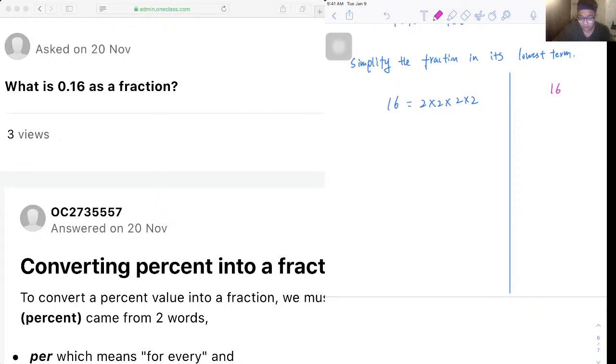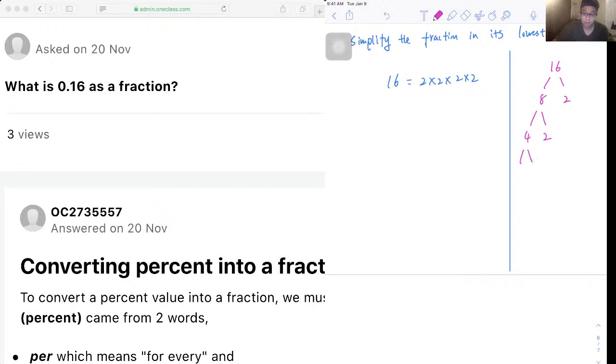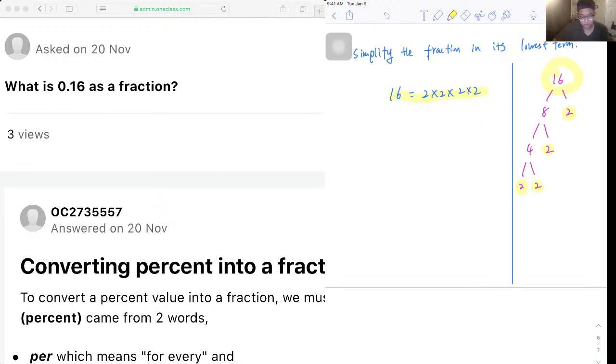So 16, first, it could be represented by 8 times 2, right? Because 8 times 2 is equal to 16. And we know that 2 is a prime number already, so we cannot do too much on it. So now we just need to focus on the 8 part. So 8 can also be written as 4 times 2, right? Because 4 times 2 is equal to 8. And we got 2 again, so we just leave it there. So now we only need to deal with the 4 part. So 4 is equal to 2 times 2. And now we get all prime numbers, just 2, 2, 2, 2, right? So now we just need to multiply the values at the end of each branch, and that will be equal to 16. Yep, so that's how I got 16 is equal to 2 times 2 times 2 times 2.